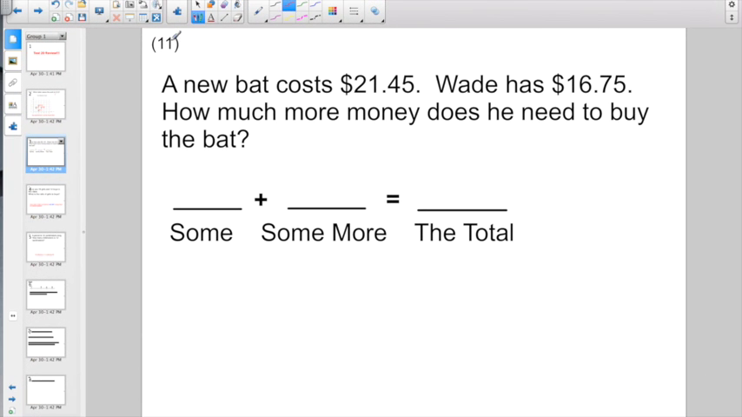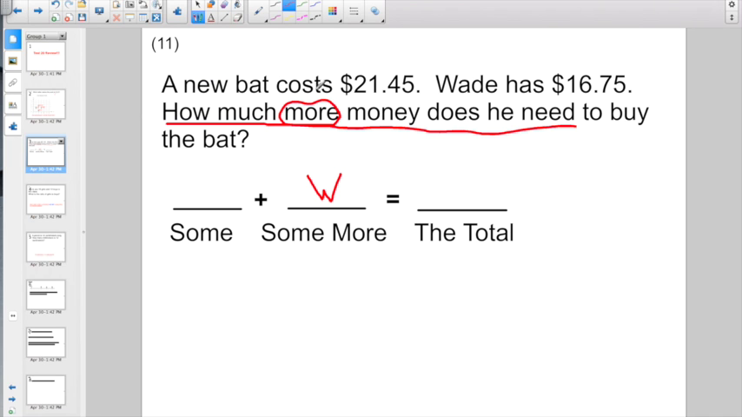One coming at us from lesson 11, the old sum plus some more equals the total story problem. A new bat costs $21.45. Wade has $16.75. How much more money does he need to buy the bat? This is the question we have to focus on. And here is our clue word of more money does he need, right? So that's what we're looking for. This is where your variable goes. Maybe you're going to use a W for Wade.